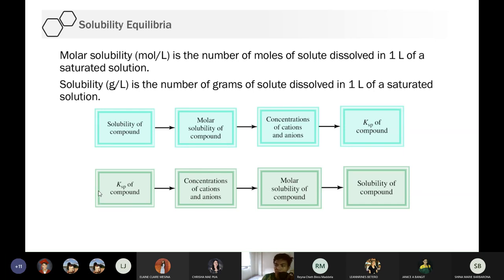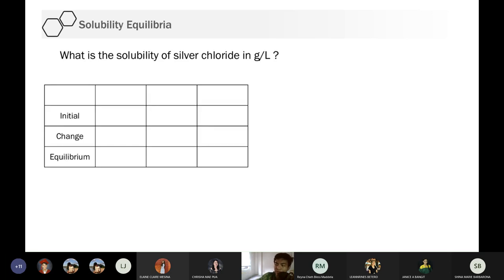So for our discussion today, we will start with the given Ksp, and then we will get the equilibrium concentrations. So from Ksp, kukunin natin equilibrium concentrations. So we will get the molar solubility and later on the gram solubility or just the solubility. Okay. So basically, ano lang to? Parang ICE table pa rin naman. Okay. Nadagdagan lang tayo ng terms such as molar solubility and the solubility itself. Okay. So ganun lang. ICE table pa rin to. So let's try this one.